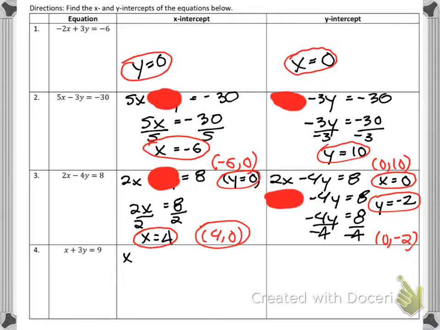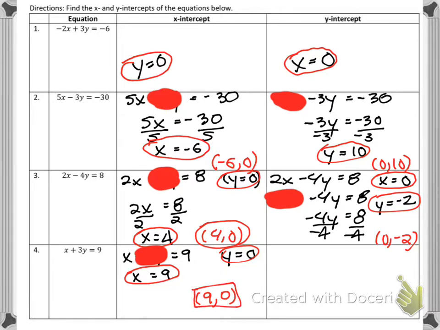So I have the line x plus 3y is equal to 9. Again, to find the x-intercept, I have to let y be equal to 0. The easiest way to do that is to cover this part up with my finger or cross it out. So I have x equals 9. What I need to do is build my ordered pair. x is 9 and y is 0. So the x-intercept is the ordered pair 9, 0.